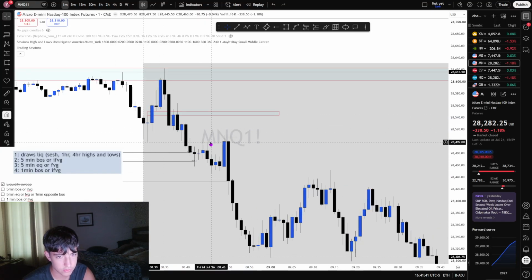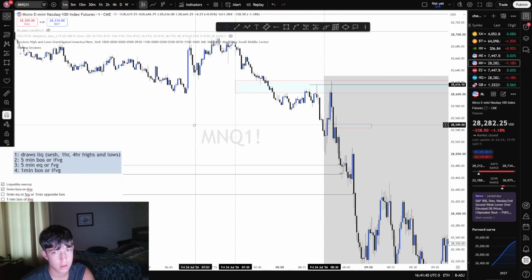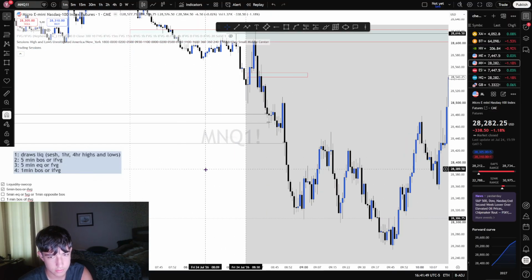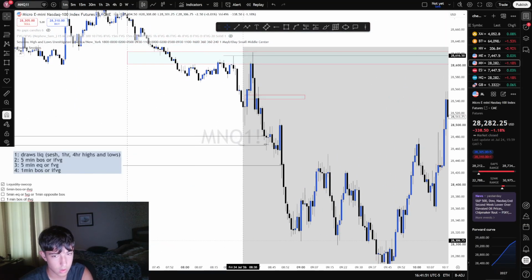We just break structure to the upside. Perfect. We see the break to the downside too. So what do we want to do? We want to check this.